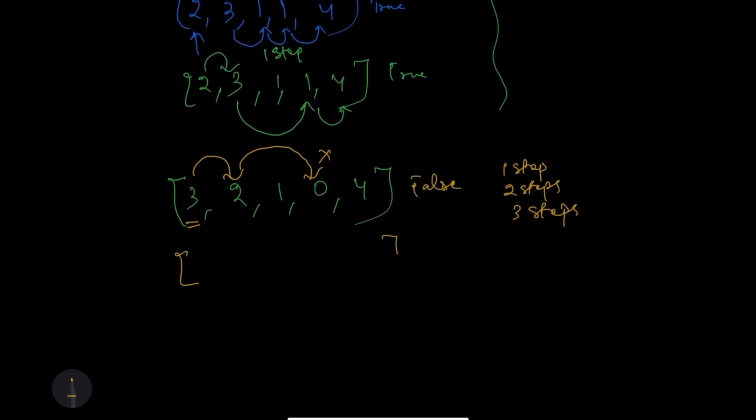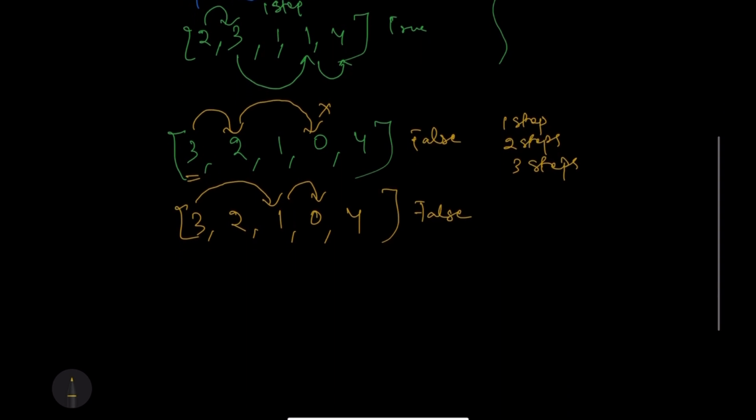Now that was the case for 1 step. Now let's try 2 steps. So from 3 I'll move 2 steps. So I reach 1. When I go to 1, I'll move 1 step because of course that is the maximum jump length. So I reach 0 again. So this would be false again. Now we have to take 3 steps.